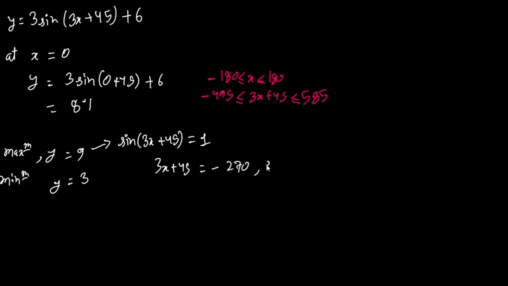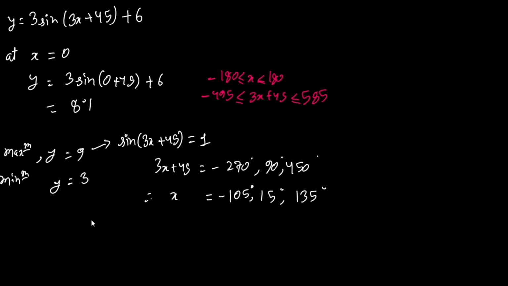Then we find the x-coordinates of our maximum and minimum points. For our maximum points, we simply set sine (3x plus 45) equal to 1. Then we get 3x plus 45 equal to minus 270 degrees, 90 degrees, and 450 degrees. We achieved this by doing sine inverse 1, which gave us 90 degrees as our basic angle. Then we added 360 degrees, getting 450 degrees. And then we did minus 360 plus 90, for which we got minus 270 degrees. Ultimately, we get that x is equal to negative 105 degrees, 15 degrees, and 135 degrees.